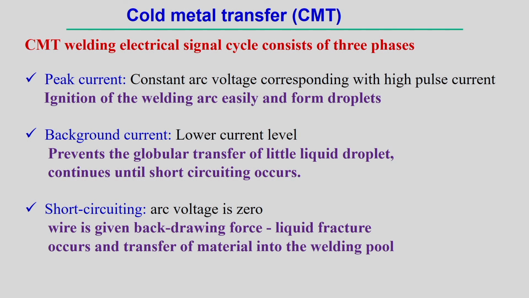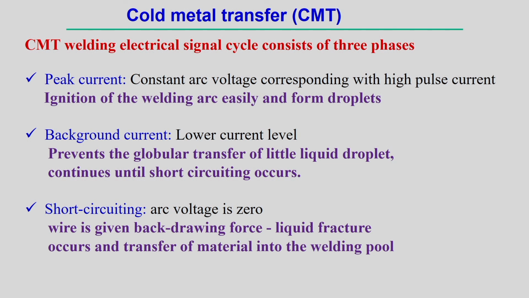Now, looking in depth at CMT welding, how the metal transfer works in the CMT welding process. In CMT welding, the electrical signal cycle consists of basically three phases. The first phase is the peak current, which is very important. In this case, constant arc voltage corresponds with the high pulse current. CMT also normally uses a pulse mode of current, but the pulse is modulated in a different way to cater to this kind of metal transfer.